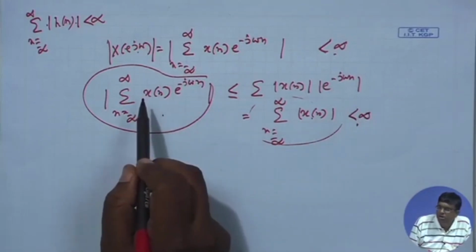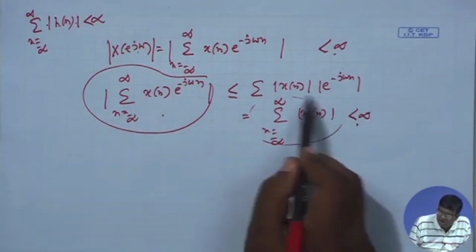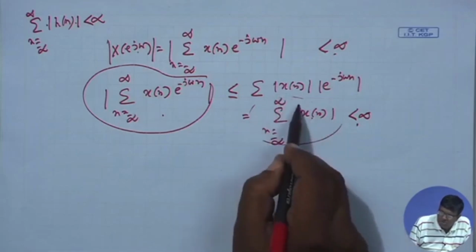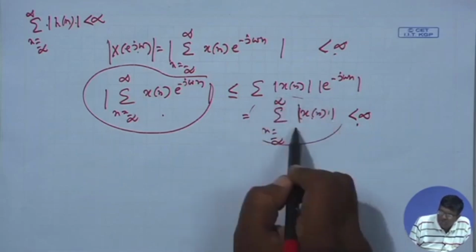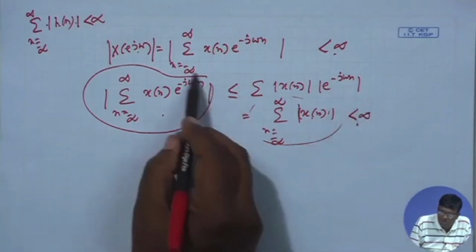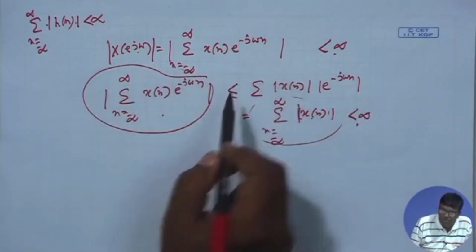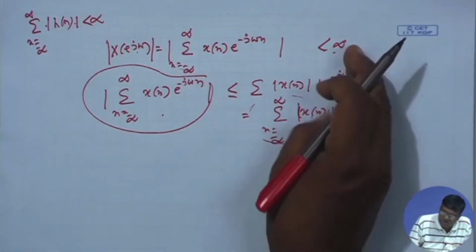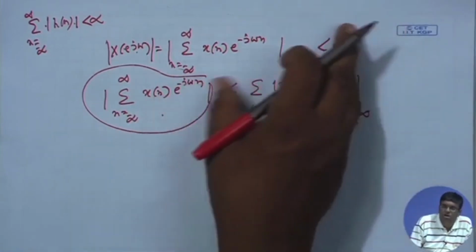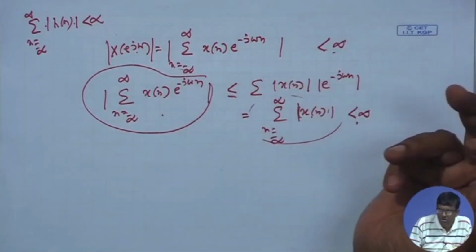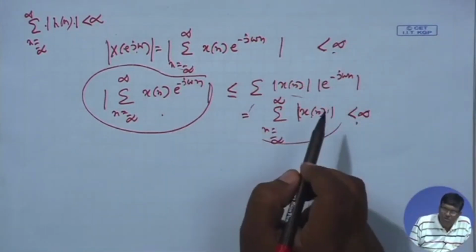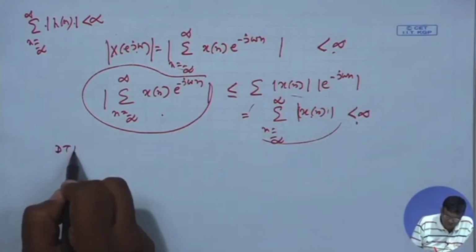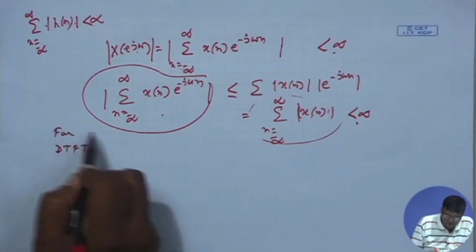So the DTFT will always exist, but it does not mean that if it is not absolutely summable, the DTFT does not exist. If the sum of absolute values shoots up to infinity, it does not mean that this left hand side also shoots up to infinity, because it is less than or equal to. So the right hand side can still be infinity, but the left hand side can be finite. So this is a sufficient condition for the DTFT to exist.